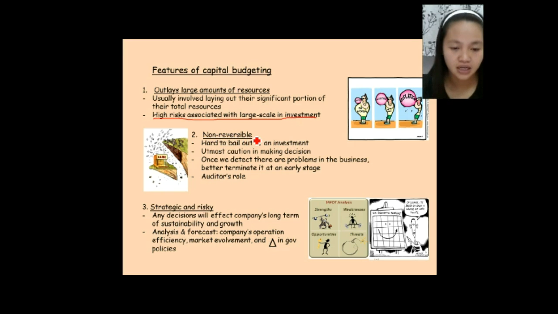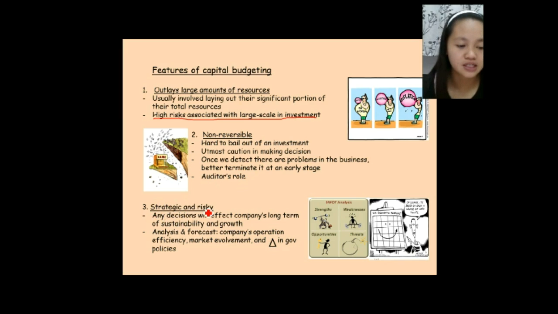The second one is non-reversible. It is difficult to bail out of an investment once it is undertaken. Consider an example of a company. The company invests to launch a new business, and one year later realizes that it was a poor investment. It is most likely that the company has to bear enormous cost to reverse its initial decision. So, utmost caution in making decisions is important. Once we detect there are problems in the business, it is better to terminate it at an early stage. Auditors should also play their role to detect any inefficiency in the decision making as early as possible.